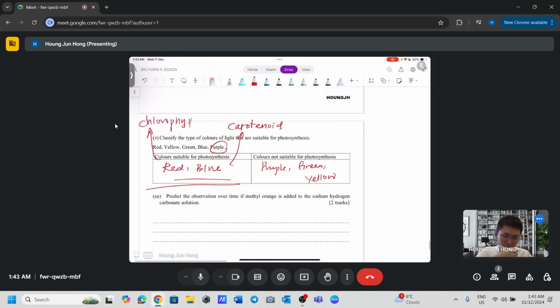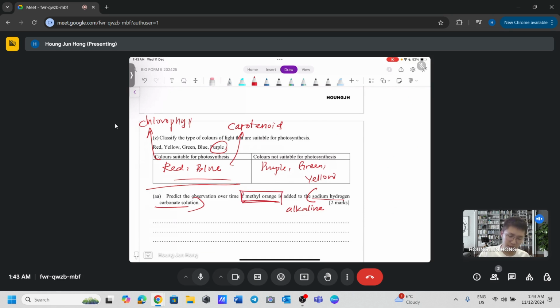Okay, last question over here. Essentially, this one is about the sodium hydrogen carbonate solution. This should be an alkaline solution. Let me just do a quick check. Sodium hydrogen carbonate, yes, because it's baking soda, and baking soda is alkaline. And then for this compound, it is methyl orange.